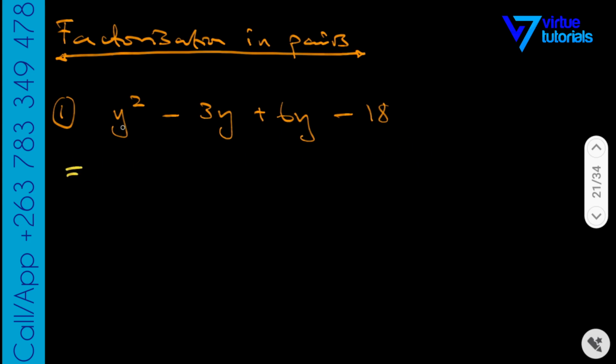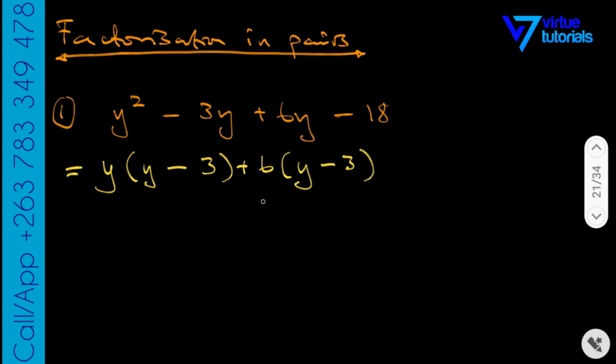So between y squared and minus 3y, I can factor out a y, and then I'll be left with a y minus 3. So that's what I get from the first two. Then between the next two now, I have 6y and minus 18. The highest factor that can go into both is 6, but I need to make sure I put the sign, a positive 6, right? And then I'll get a y in brackets minus 3.